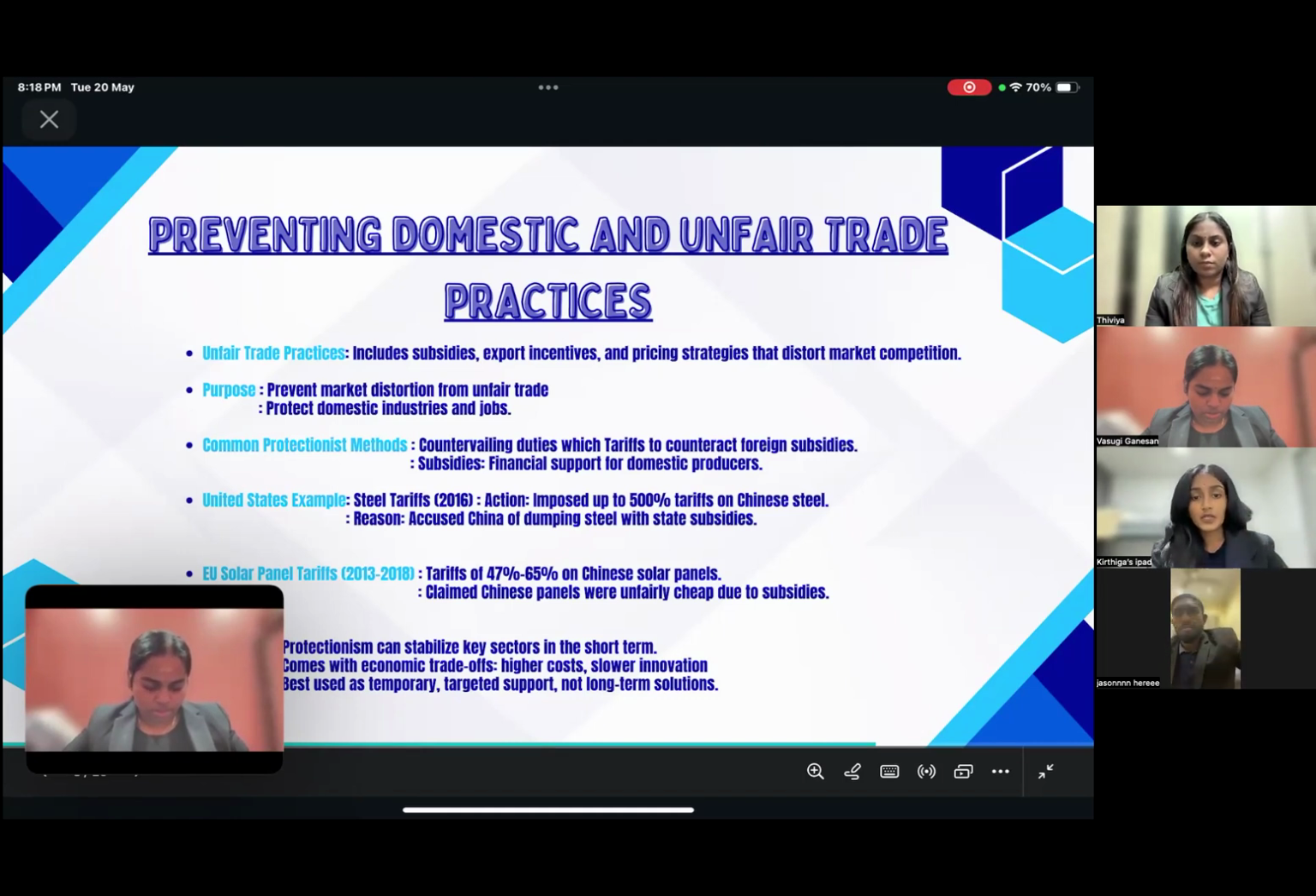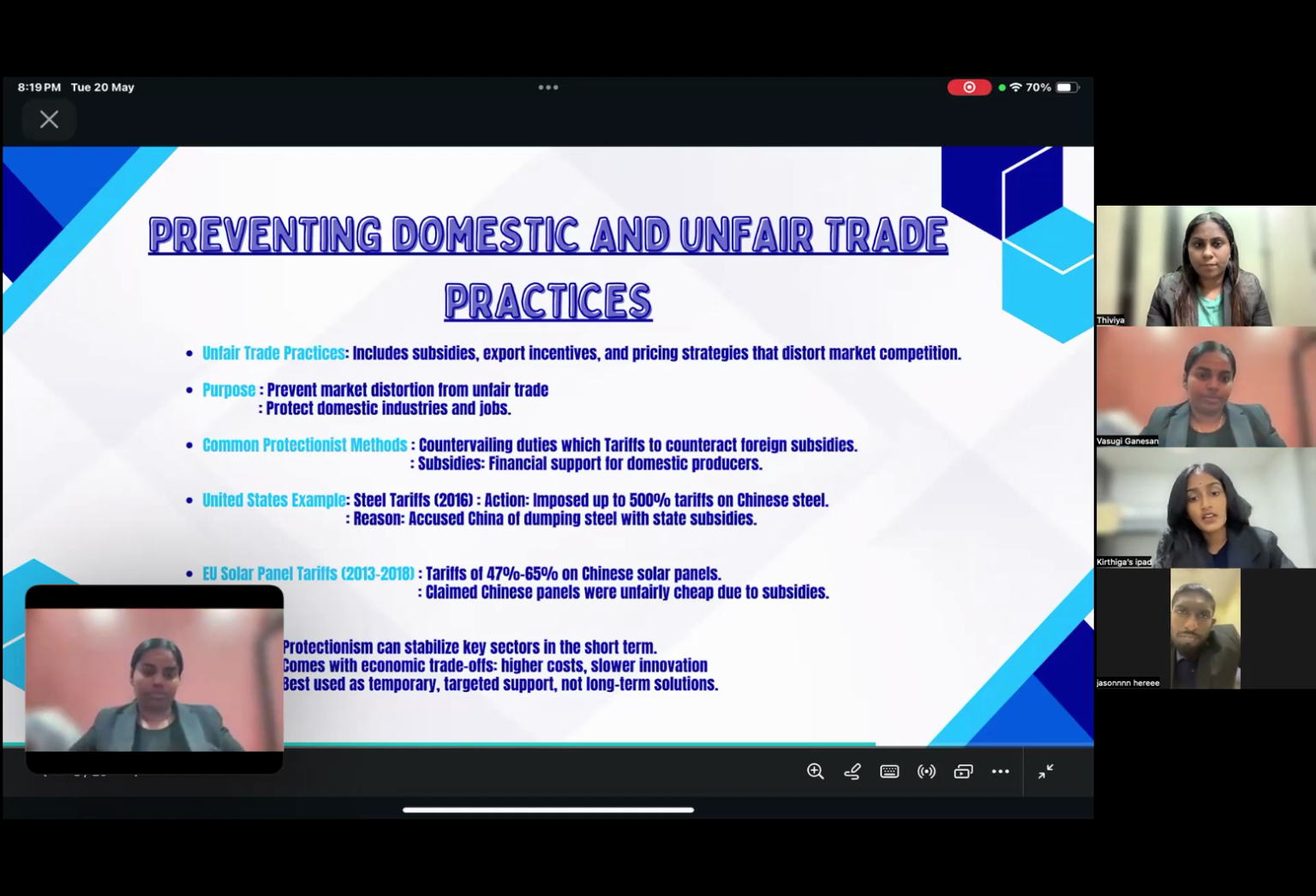So moving on to the purpose. What is the purpose of these measures? First of all, they aim to prevent market distortions caused by unfair trade. Without action, domestic industries may collapse under pressure from cheap imports. The second part is that the measures are meant to protect local jobs and industries, especially in sectors considered strategically important for the economy or national security.